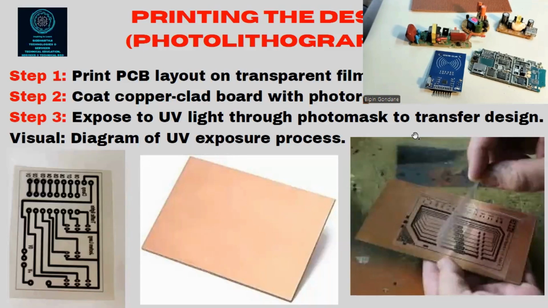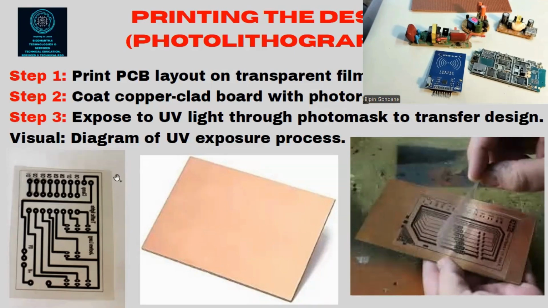So here, printing is very important. After finishing all these things, printing the design, we call it photolithography. That means you will make a design like this, like you can see on the left-hand side corner. This is done with photolithography. The PCB layout is printed on transparent film. This transparent film is kept on the copper clad PCB, and with the help of UV or some other means, it is printed on it.